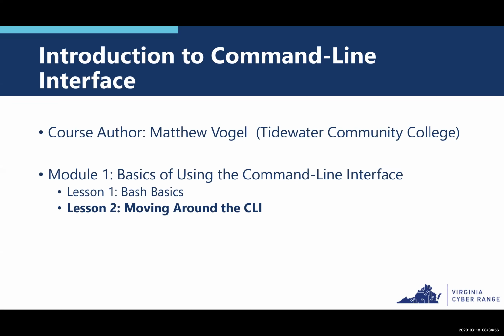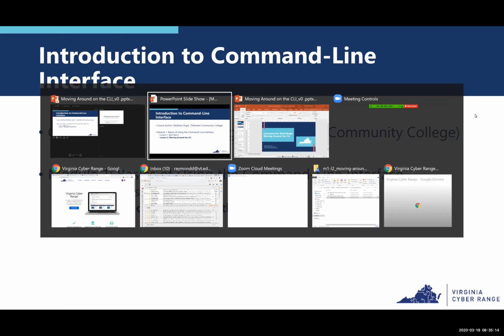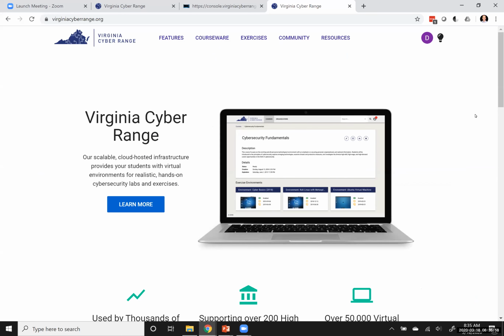So still in Module 1, lesson number 2, the second of 2 lessons in Module 1. Again, this is very introductory. Next time we'll move on to Module 2, which gets into file systems and user permissions and that sort of thing. So for you teachers, let me just jump over to the Virginia Cyber Range webpage real quick.